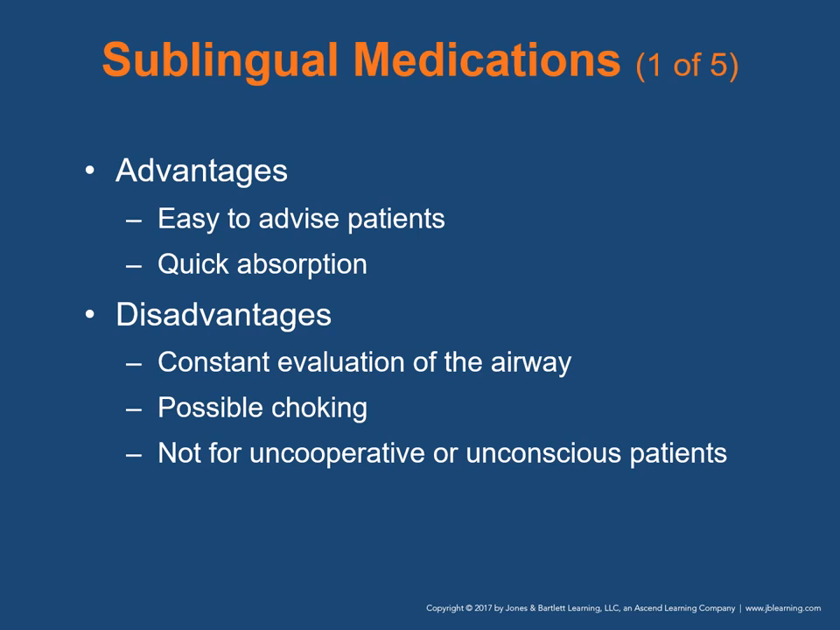Sublingual medications. Considerations for use of sublinguals: the advantages are that it's easy to talk with awake and alert patients and advise them to place a pill under their tongue. The head and face receive large amounts of blood flow, so absorption rates are relatively quick. Disadvantages are that any medication placed in the mouth requires constant evaluation of the airway, and you must also be alert to any signs of choking on the pill. It should not be used if the patient is uncooperative or unconscious.